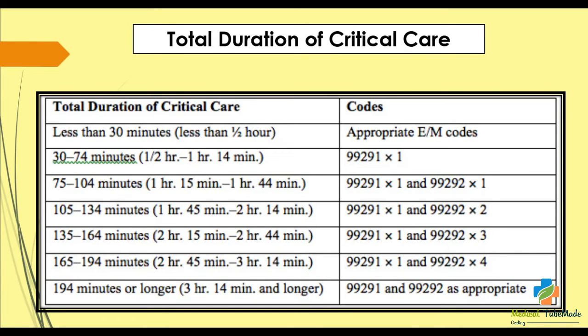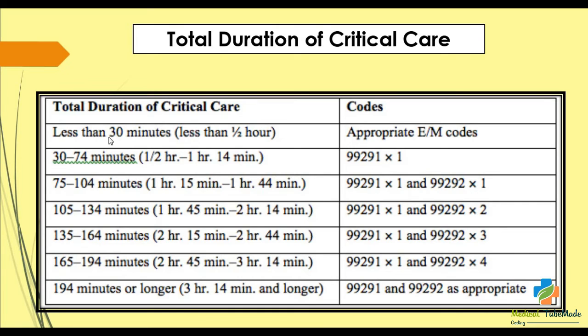Duration of critical care timing: in a critical care report, the doctor should mention the critical care time, and based on time we assign CPT codes. This is a very important table, and you can find this table in your CPT book also. Here you can find the total duration of critical care, and in the second column the codes. If you read carefully, you will get a very clear idea about critical care and how to bill 99291 and 99292 in proper units.